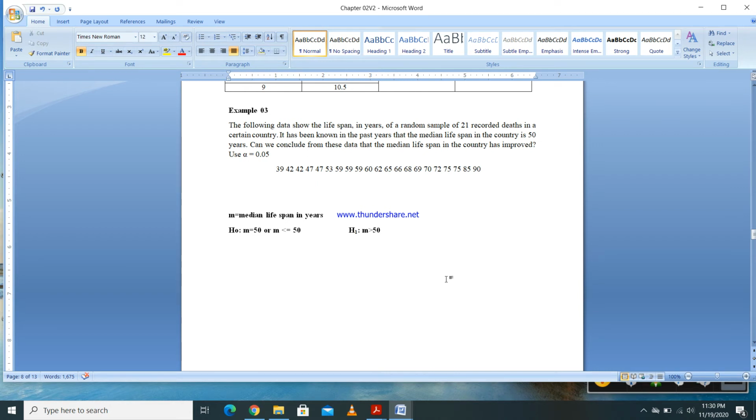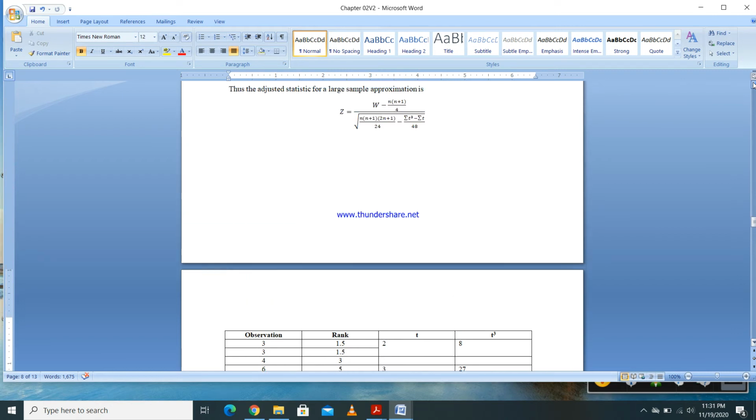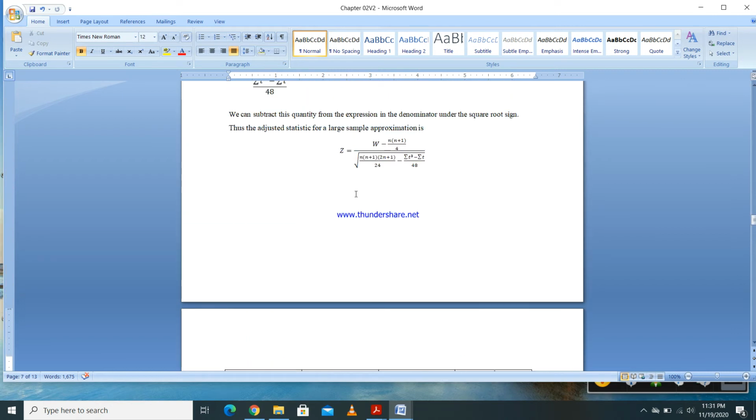And then what you have to do is, now we have our hypothesis that we want to test, and then we have our data set. Since our data set is greater than 15, we are going to use the large sample approximation. In our previous lecture, we discussed the formula.